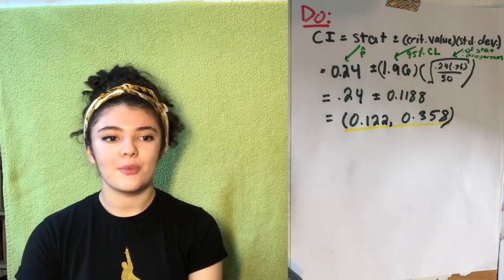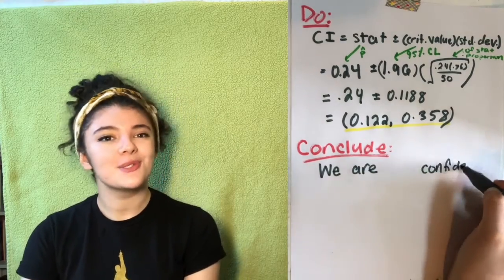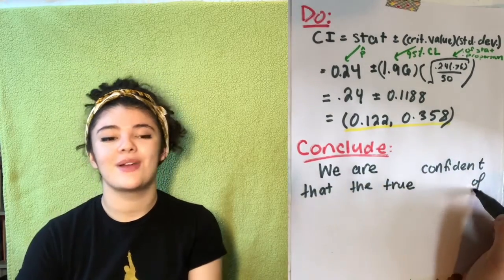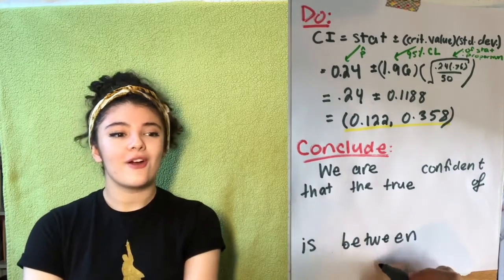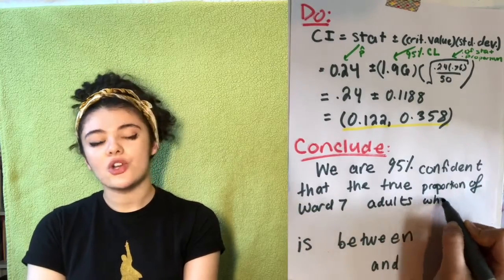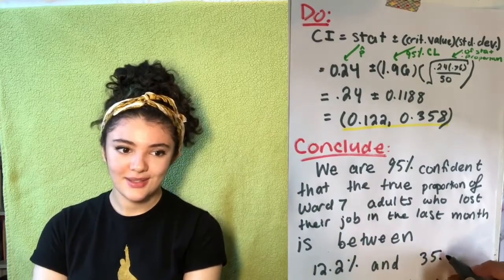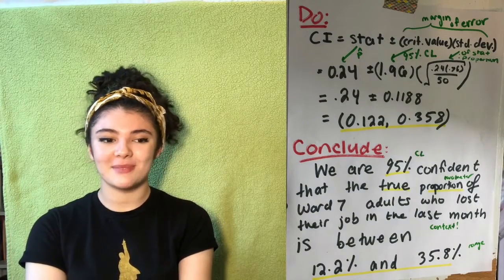Make sure you don't mix it up with standard error, which is another way of saying the standard deviation of the sampling distribution, but using the sample standard deviation instead of the population standard deviation, which you would have in a full sampling distribution. To conclude, we're going to use one of those fill-in-the-blank sentences that helps you hit all the components. We are 95% confident that the true proportion of Ward 7 adults who lost their jobs in the last month is between 12.2% and 35.8%. Make sure that your context is specific, so you're not associating things that shouldn't be associated.